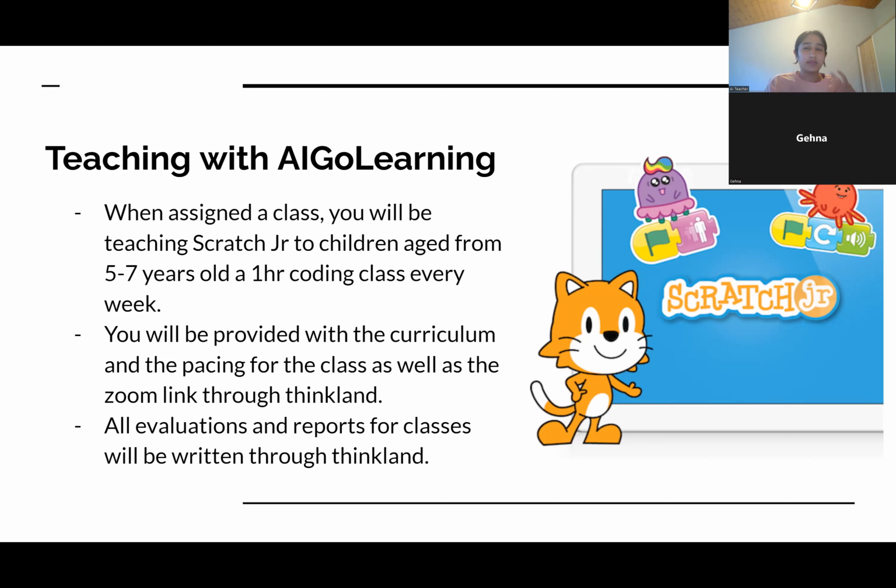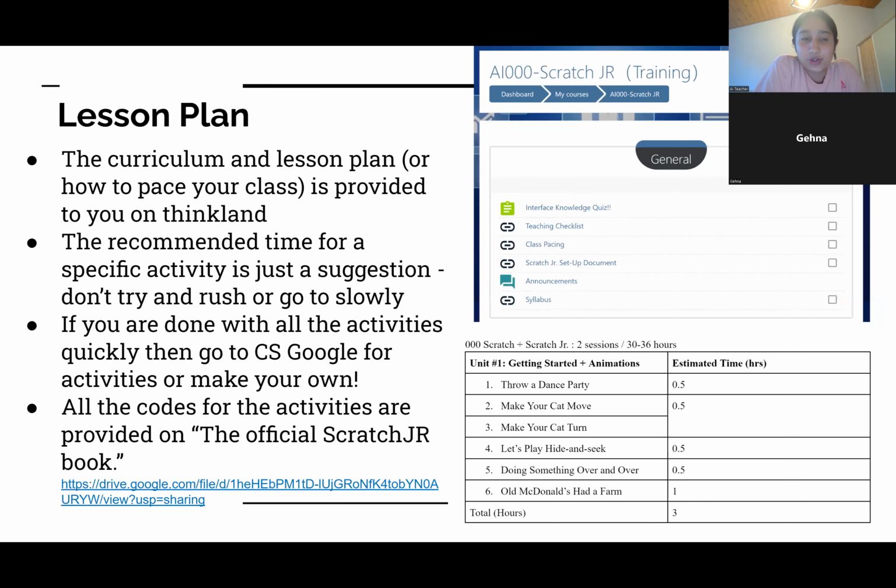ThinkLand is, I think, the main platform that you really need to know about, because that is where all management of classes happens. And that's also going to be where you write your evaluations and reports for all your classes. So that's something important to know as well. We're going to cover the curriculum and the pacing specifically for Scratch Junior in the next slide. So I'll talk about that a little more, but it's just important to know that this is the process you follow when teaching with AI000 Learning. And it's important that you know about ThinkLand as well. I'm guessing you already have an account with them already though. So that's good.